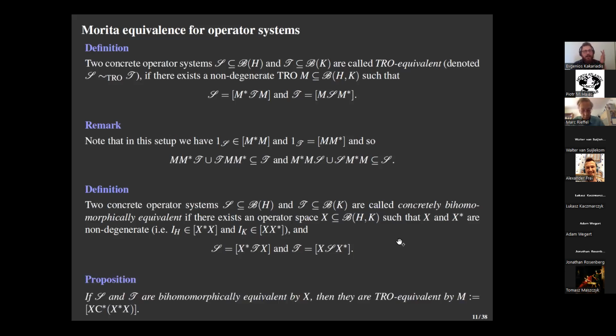And in this case, of course, TRO equivalence implies bihomomorphic equivalence, but it also goes the other way round. Starting with such an operator space X, you just augment it to a TRO given by X times the C-star algebra generated by X star X. Again, everything is concretely represented here, so all these multiplications make sense. Okay, and taking involutions, etc.